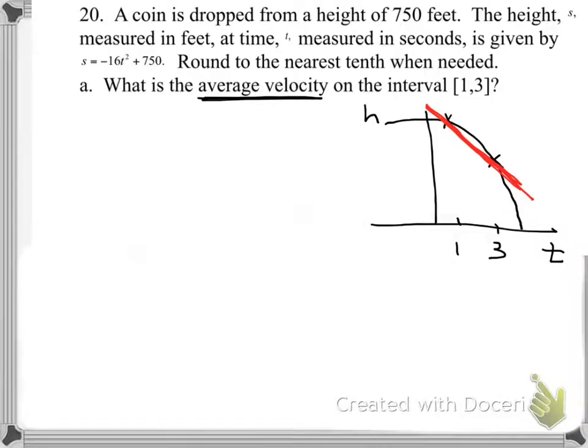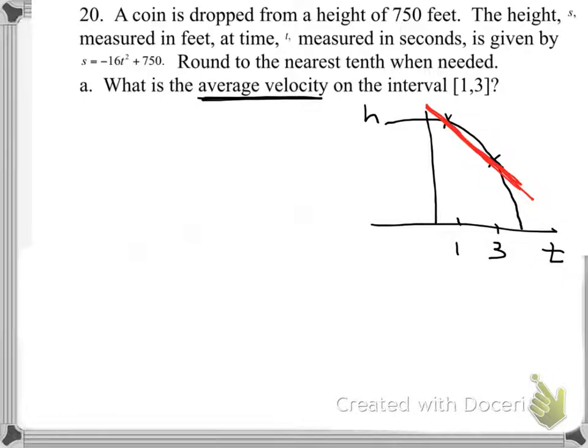Alright, so I cleaned up the rest of it. Let's figure out average velocity. So I've drawn our equation. I've graphed it for you. And I've also labeled where x is 3 and where x is 1. And I've drawn the secant line connecting the two. So you're basically finding the slope of that secant line.